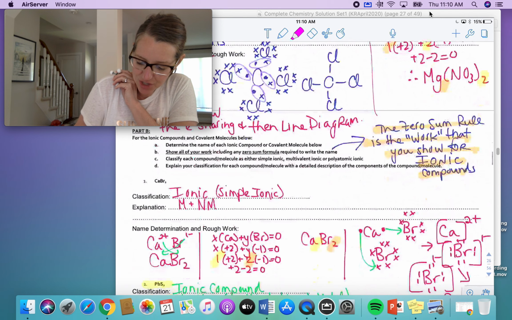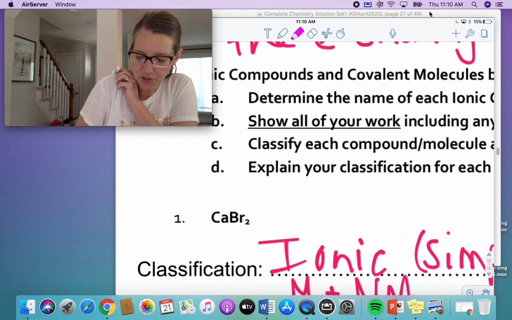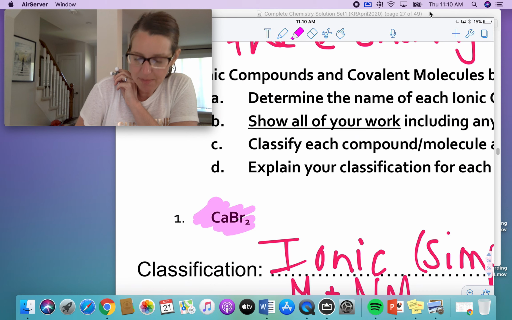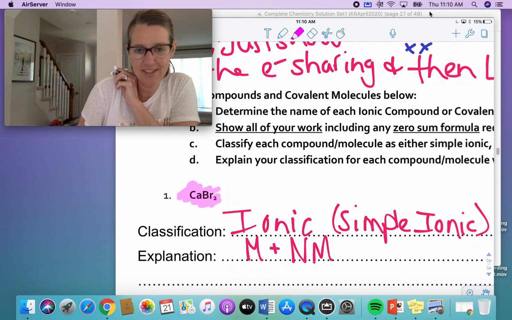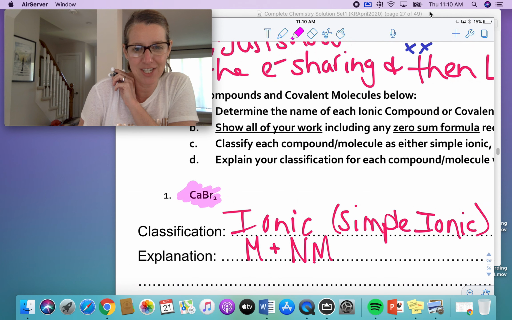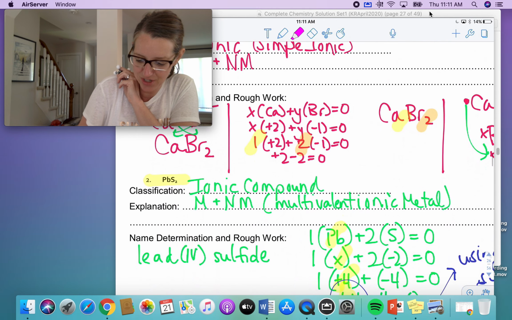On the back of the sheet, there are a few more examples. So this is where you need to go backwards. So if you were given CaBr2, I recognize this as an ionic compound. It's simple. It's got a metal and a nonmetal together, and so I'd name it using the simplest rules. Calcium bromide. Add the IDE, and that's it. Show the work for that if you wanted to.